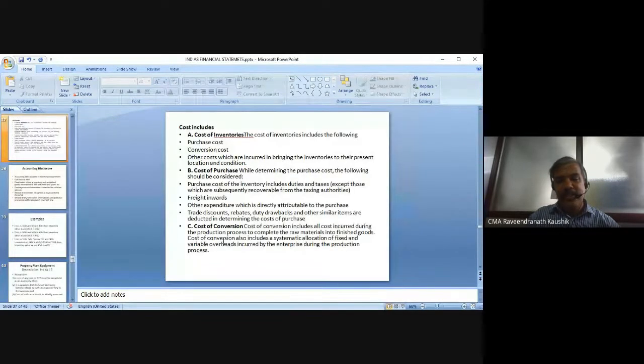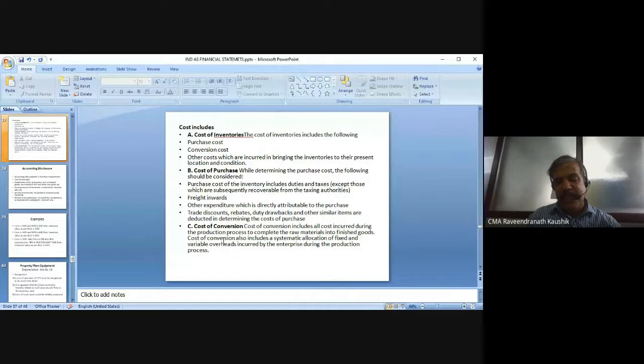So what is cost? See, the cost includes everything: purchase cost, conversion cost, and other costs incurred in bringing the inventory to their present location and condition. Cost of purchase, what all it includes. Cost of conversion is also there. They have clearly mentioned it now. They have gone into detail about the costs associated with that particular inventory. So there should be a one-to-one matching of the cost related to that particular transaction. Then only you need to identify that particular cost with that particular inventory.